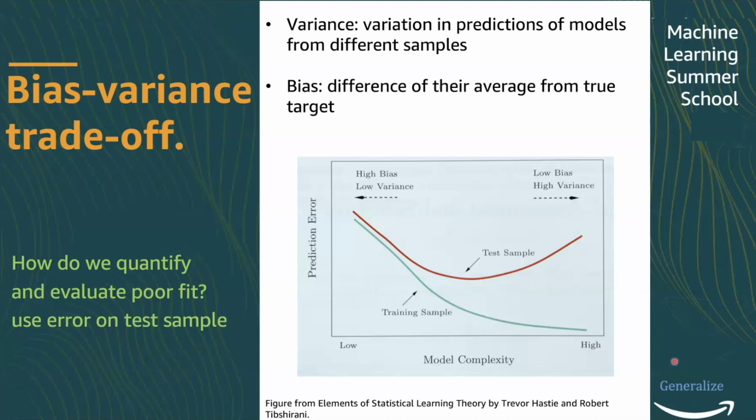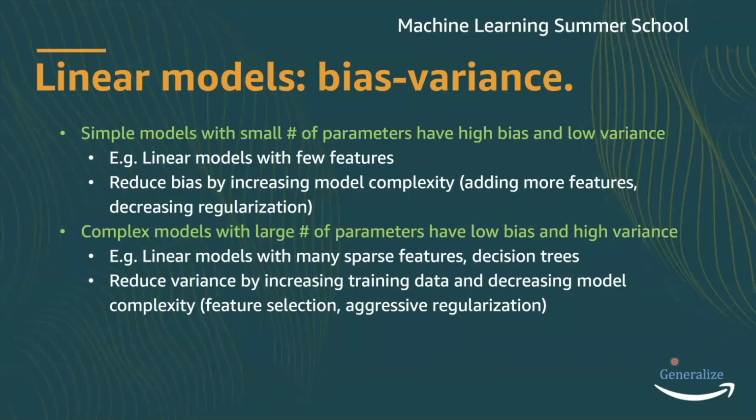This is very important, and this point is going to recur in subsequent lectures as well. And broadly, simple models with small number of parameters have high bias and low variance. You want to increase the model complexity in such cases. On the other hand, if you have very complex models with large number of parameters, you're going to have low bias and high variance, and you want to do the opposite there. You want to regularize more aggressively, maybe use feature selection, maybe increase the amount of training data if that's possible, and so on.